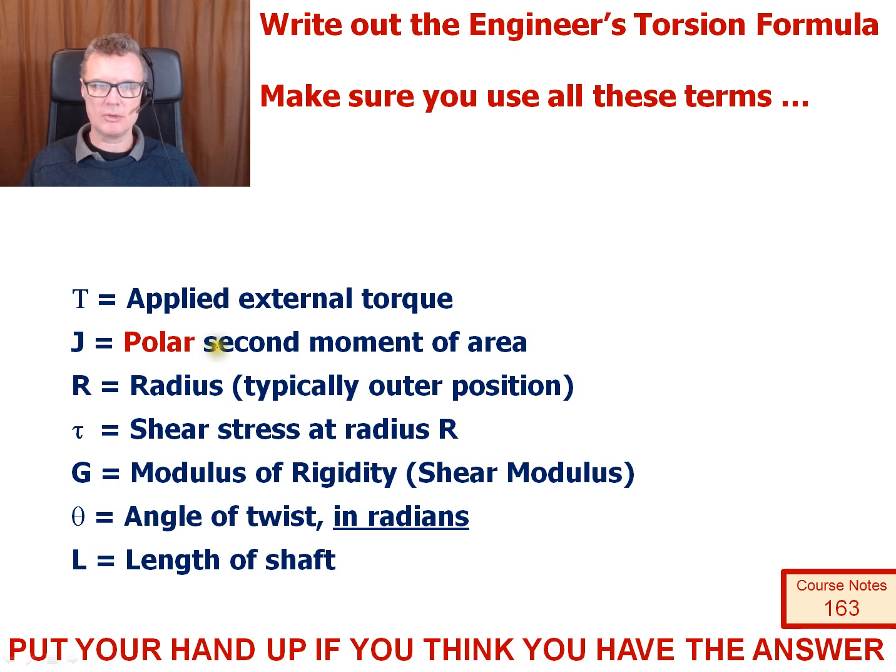So you need the applied torque, the polar second moment of area, the radius, where you're going to measure your shear stress, the shear stress, which is at the radius position R, G, which is the modulus of rigidity, or some people call it the shear modulus, theta, which is the angle of twist, which is measured in radians, and the length of the shaft. And of course, there's no need to put your hand up here, so let's cross that out.